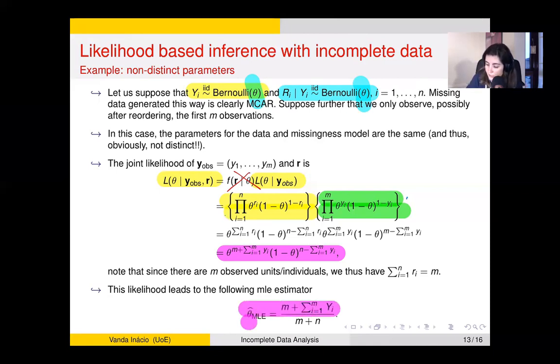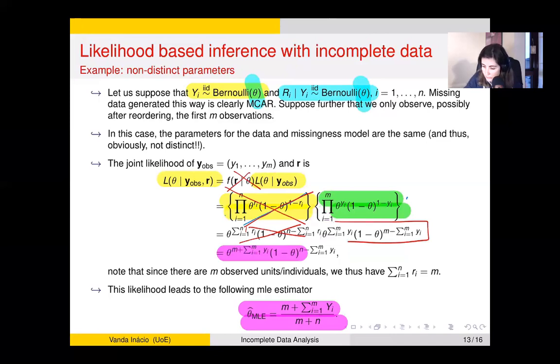That's the expression that I obtained for the maximum likelihood estimator. If I ignore this part, what I obtain, ignoring this part here, so if I just ignore that the parameters are not distinct and say, okay, I will just use the likelihood of my observed data, I will just use this bit in the red squared, correct?